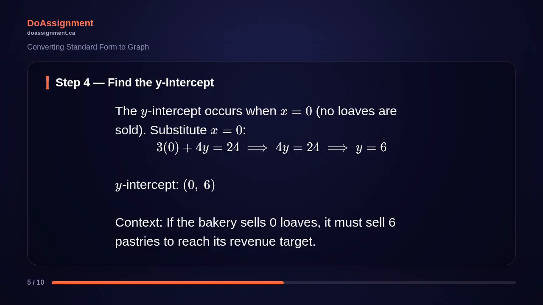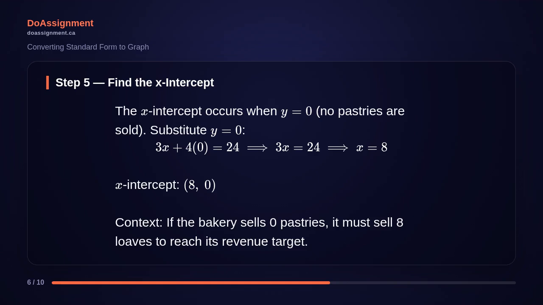To find the y-intercept, we set x equal to 0. That gives us 4y equals 24, so y equals 6. The y-intercept is the point (0, 6). In context, this means if no loaves are sold at all, the bakery needs to sell 6 pastries to meet its revenue goal.